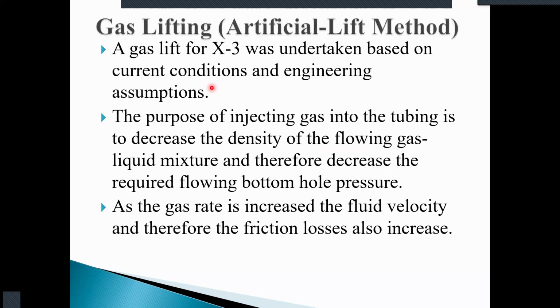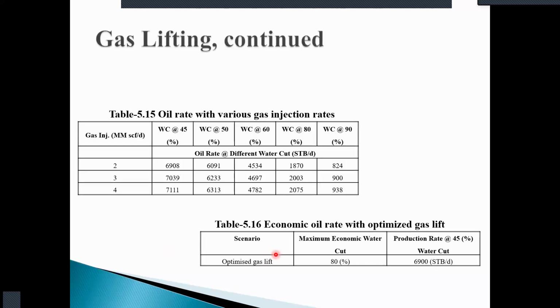They have chosen the gas lift method based on current conditions and engineering assumptions. The purpose of injecting gas into the tubing is to decrease the density of the flowing gas-liquid mixture, because as we have seen, the separation is happening at the bottom hole itself, and therefore decrease the required flowing FBHP. As the gas rate is increased, the fluid velocity and therefore the friction loss also increase. For gas injection of 2 MMSCF per day, at a water cut of 45%, we are getting 6908 STB per day. But for a gas injection of 4 MMSCF per day, it is 7111.